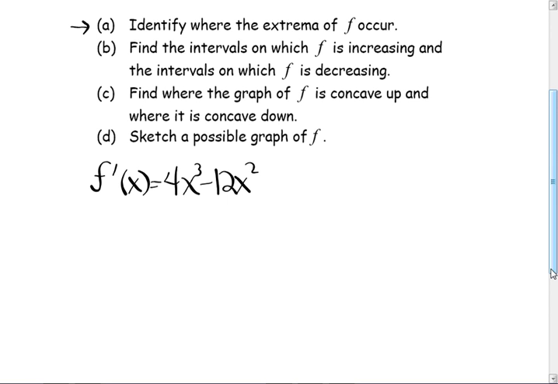Hey, guys, how do I find extreme values? I look where the derivative is what? 0 or undefined. Is that ever undefined? No. So where is this 0? So take a piece of paper and write it down.